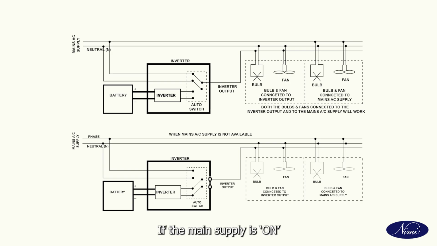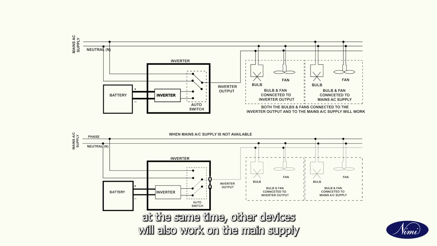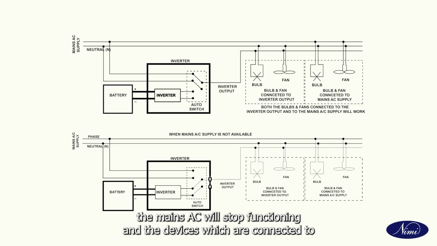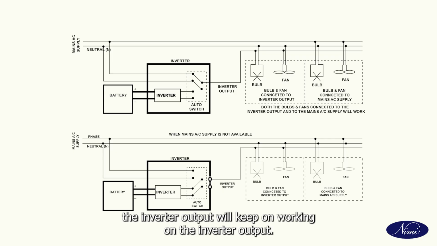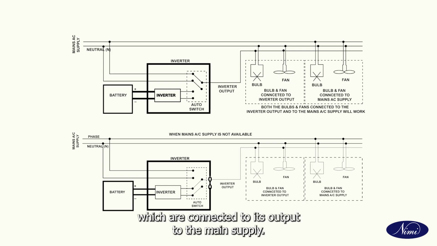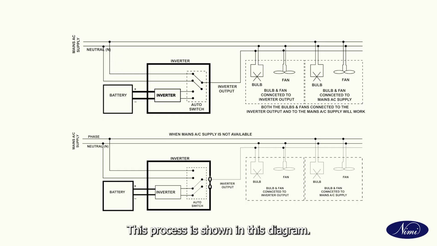As in the diagram, the load connected to the inverter will get the main AC supply. If the main supply is on, the other devices will also work on the main supply because they are connected directly to the mains AC supply. But at the time of power shutdown, the devices directly connected to the mains AC will stop functioning and the devices which are connected to the inverter output will keep on working on the inverter output. Later, if the main AC supply returns, the inverter once again connects the loads connected to its output to the main supply. This process is shown in this diagram.